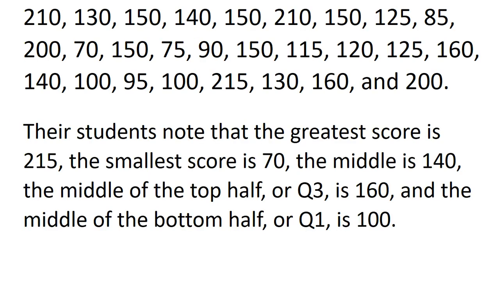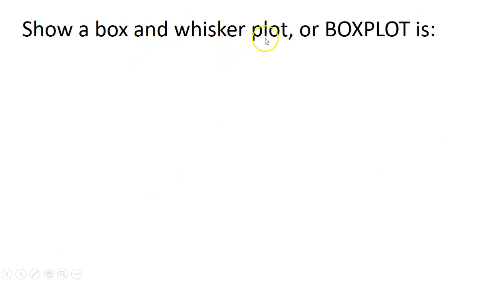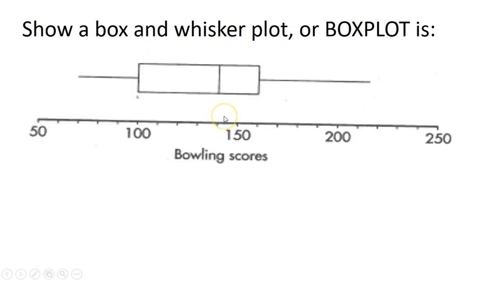The students note that the greatest score is 215, the smallest score is 70, the middle is around 140, the middle of the top half, or quartile 3, is 160, and the middle of the bottom half, quartile 1, is around 100. So show a box and whisker plot of the data. Well, you could use your calculator, but this is already given to us, so I have my low, my high, my quartile 1, quartile 3, and the middle of the data.